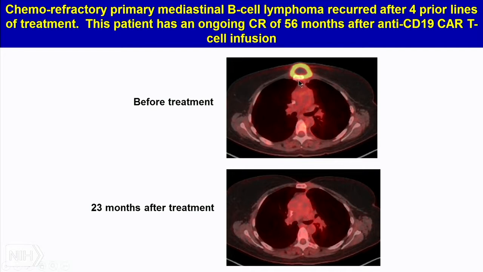But you can see here this yellow-orange circular shape, that is metabolically active lymphoma. And this round mass in her chest is all lymphoma. The middle part of it is necrotic. That's why it's not lighting up.